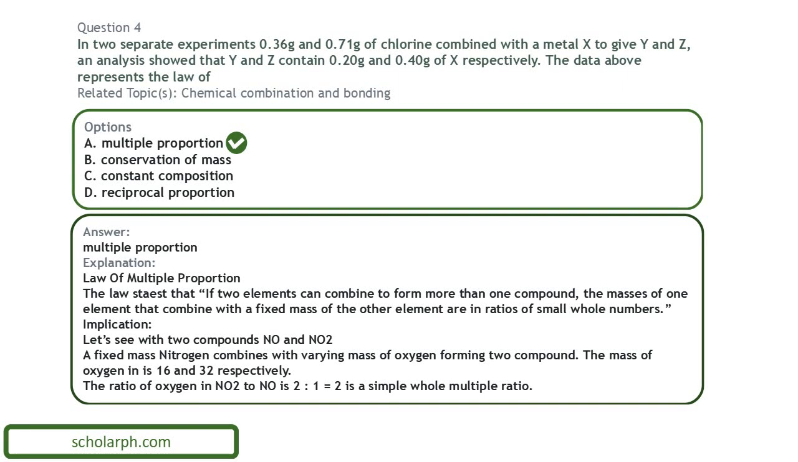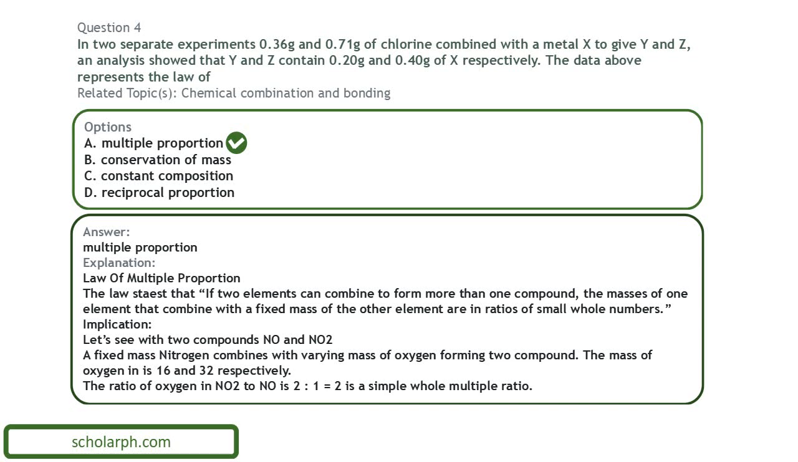Okay, if you look at, let's say for example, nitrogen oxide here, you see that a fixed mass of this nitrogen combines with, say, 1 mole of oxygen. The atomic mass of oxygen in this compound is 16. Here it is 32 because we have 2 of it. If you look at the ratio of oxygen in NO2 to NO, we have 2:1, that is 2, which is a simple multiple ratio.